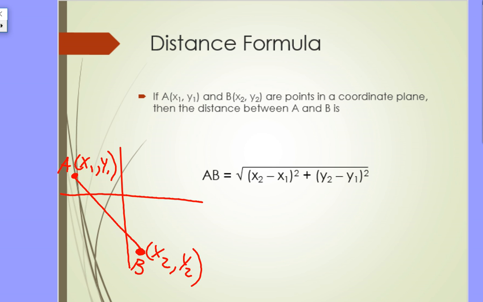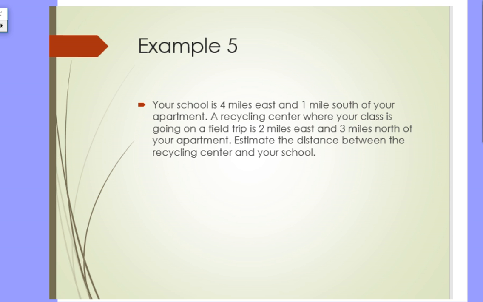So let's take a look at an example of how we can use the distance formula. There are a variety of different ways in which it can be used, but let's just take a look at one real quick. It says your school is 4 miles east and 1 mile south of your apartment. A recycling center where your class is going on a field trip is 2 miles east and 3 miles north of your apartment. Estimate the distance between the recycling center and your school.